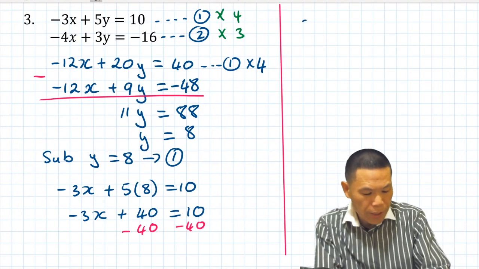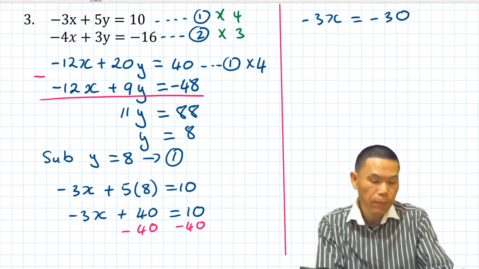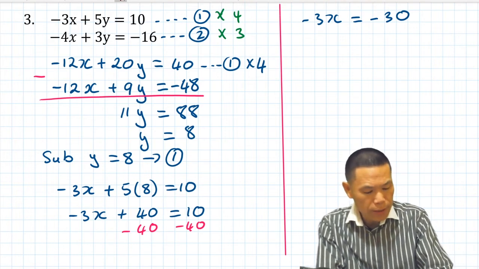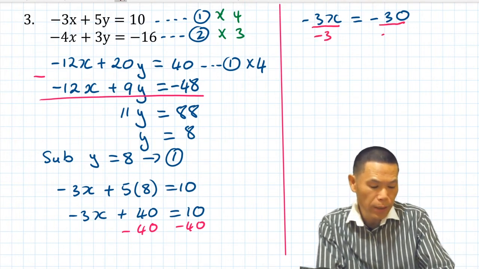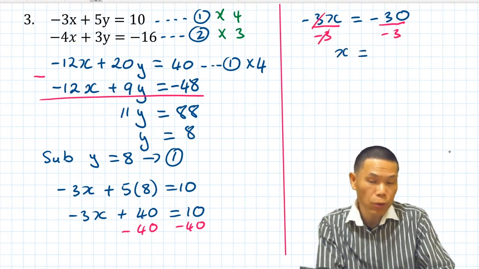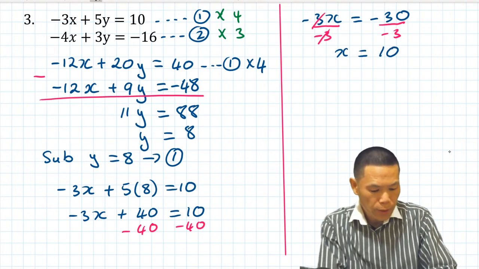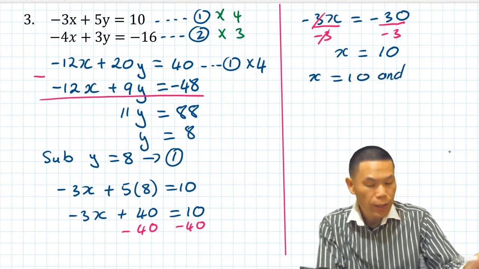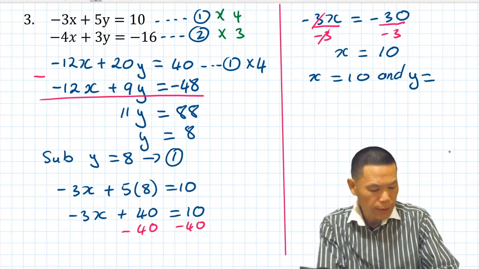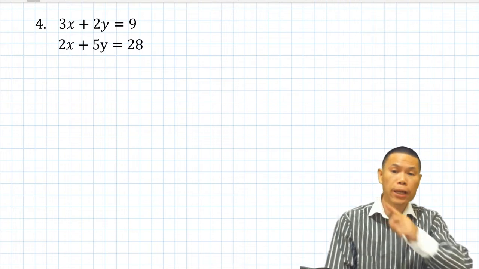So now negative 3x is equal to negative 30. And I divide by negative 3 on both sides. Now x is equal to 10. So therefore, x is equal to 10 and y is equal to 8. Now please stop the video and try this one yourself.